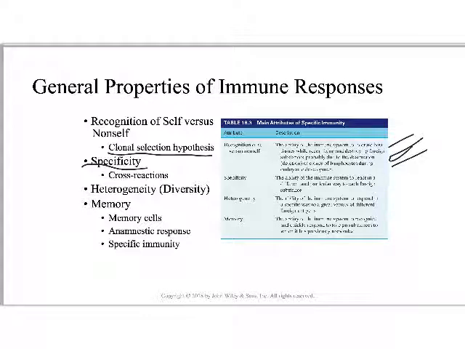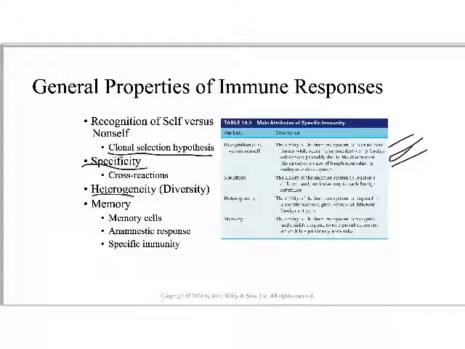If an antibody doesn't recognize an antigen clearly, it can cross-react. So an example of that would be maybe rheumatoid arthritis. So we have cross-reaction of antibodies that are being produced, and they start breaking down the joints.